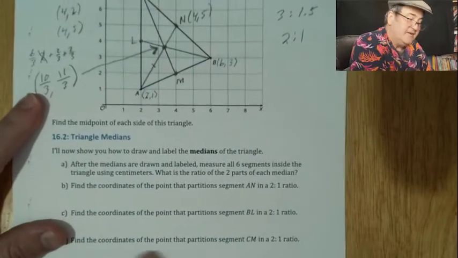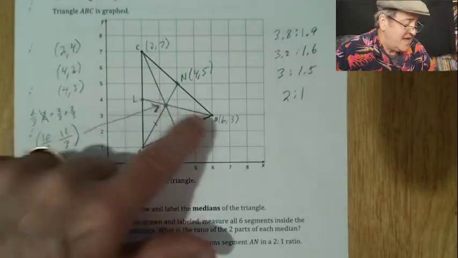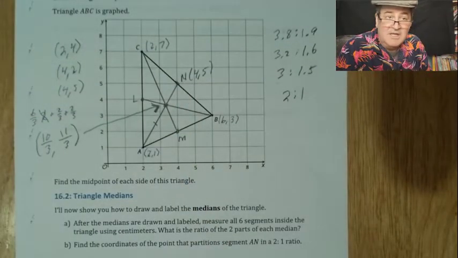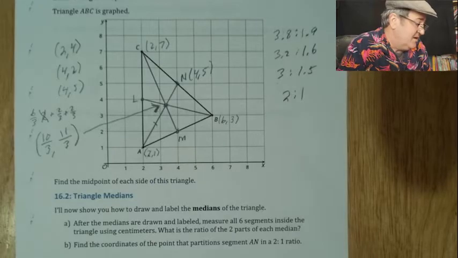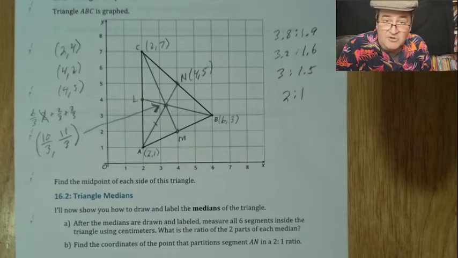So it wants us to do that for all of those, the AN, BL, CM, but we're going to end up with this exact same point all 3 times, just looking at the math. So this is the middle point, and it does divide those medians in a 2-to-1 ratio.